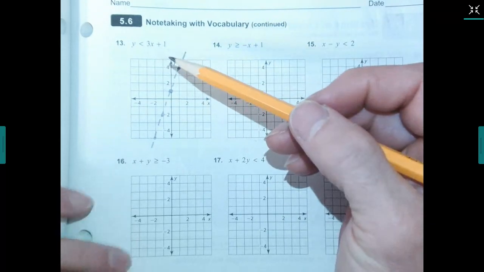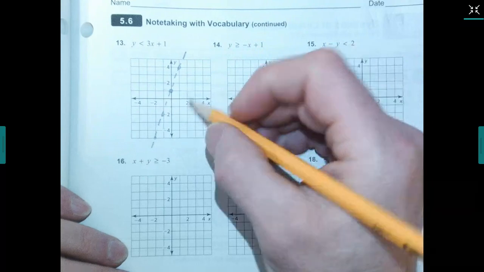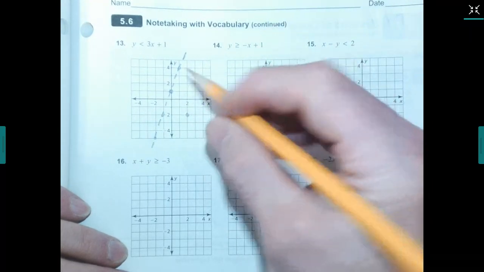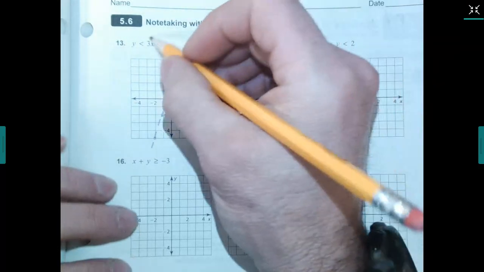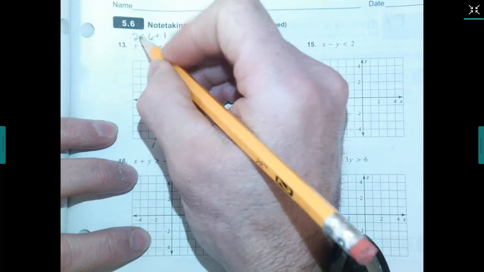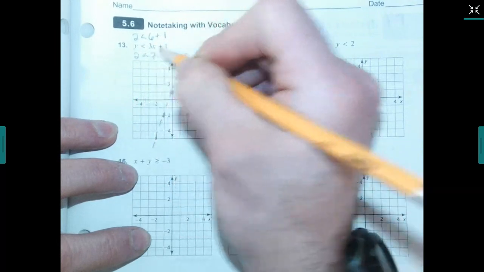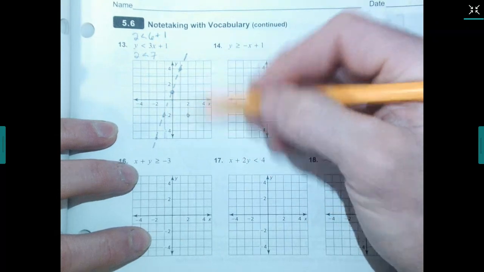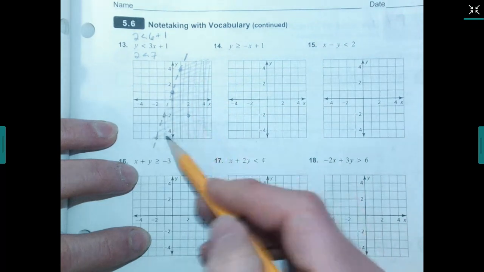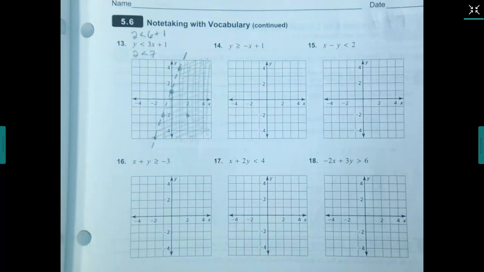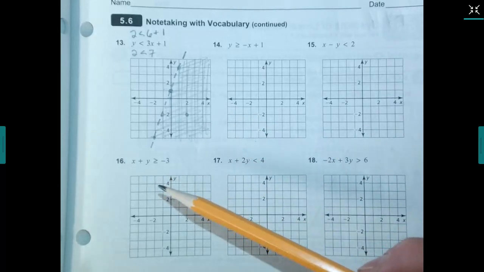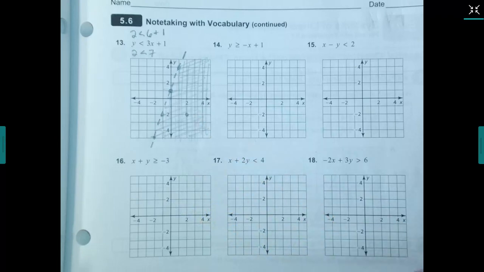Y is less than. Well, before I shade it in, I'm going to check. So why don't we check 2, 2. I think it's going to be this side, but I'm not sure. So 2, 2. So I have 2 is less than 6 plus 1. 2 is less than 7. So that checks out. So I shade in all of this. There you go. We just solved a linear inequality with 2 variables.